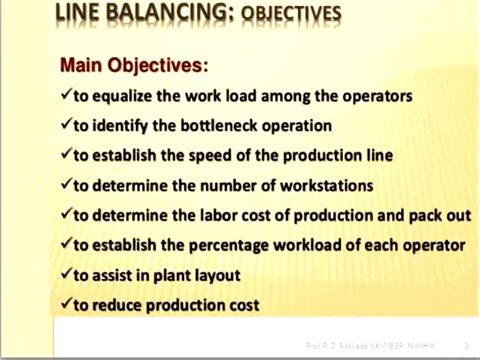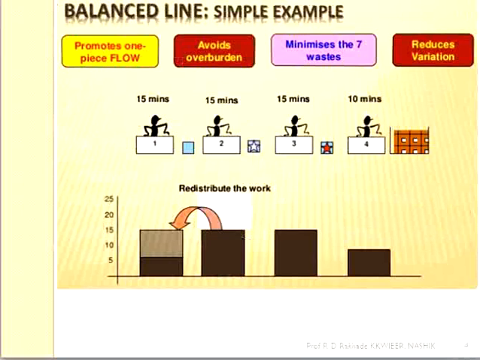And the next objective is to determine the labor cost of production and packout. Then to establish the percentage workload of each operator. If the workload of any particular operator is maximum, we can minimize that and balance it. Then to assist in plant layout and to reduce production costs. So these are the main objectives of line balancing. Then I can explain all this with a simple example.